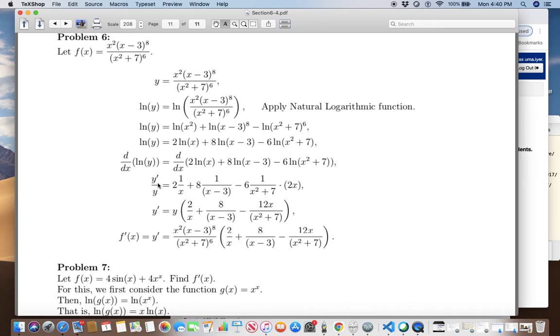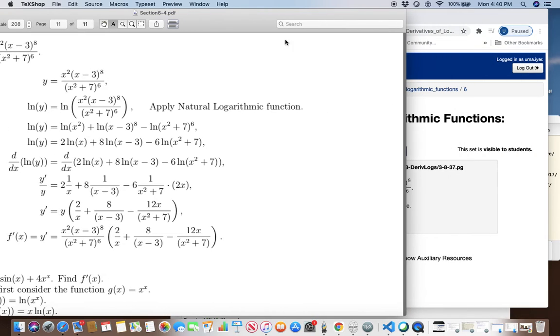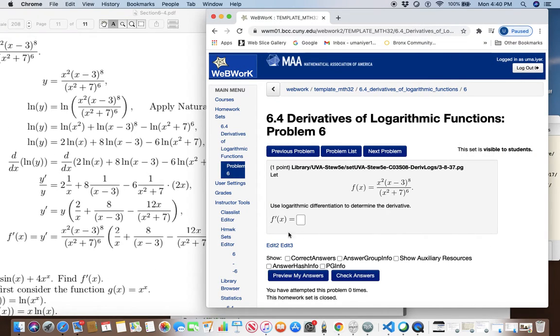So how do I find y prime? Take the y to the other side. y prime is y times your expression. So y prime is x squared, (x minus 3) to the 8, divided by (x squared plus 7) to the 6, times the entire expression here. So let's see. Hopefully WebWork will not complain.